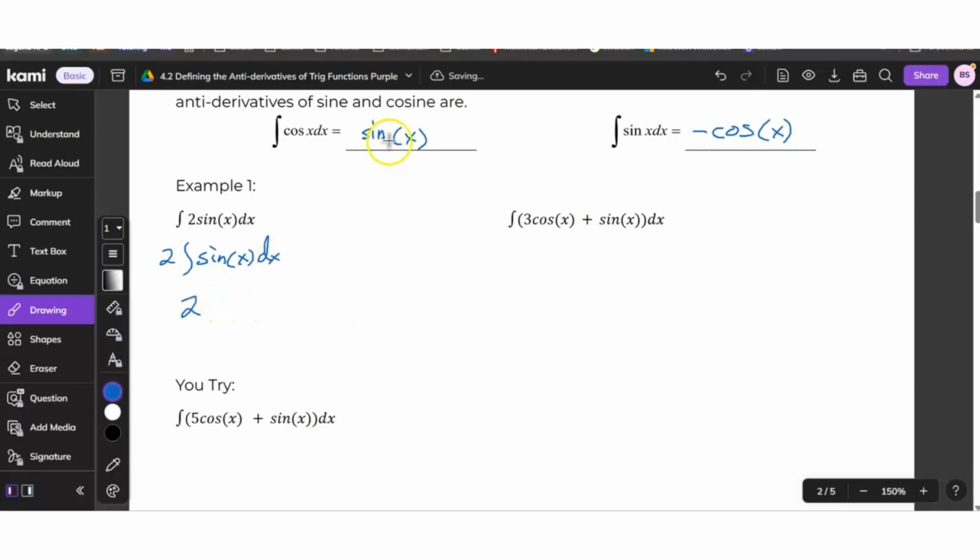So not negative because remember we're starting with sine. Oh, sorry. Yeah, we're integrating sine, so it is negative. My bad. Yes, you're right. Cosine of x. Now, does it matter if I put the negative in the front or in the middle?